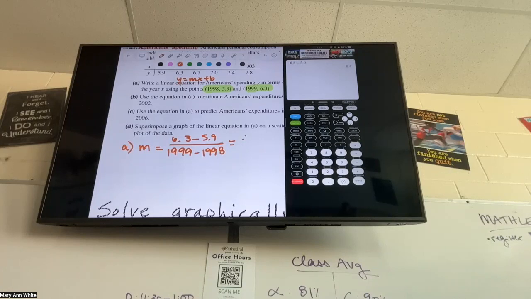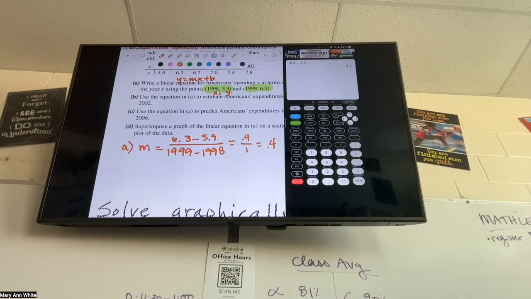Nine is 0.4, and then 1999 minus 1998 is just 1. So my slope is just 0.4. Now you can do this a couple different ways, but even though I know I want it to be in slope intercept form, I'm going to use one of the points and put it into point slope form and then simplify it down to slope intercept, okay? So I don't care which point you use.